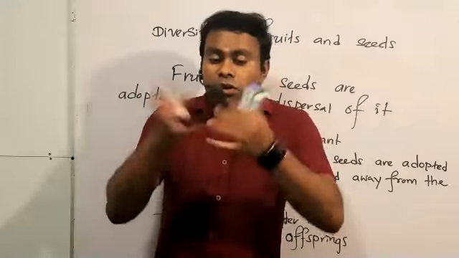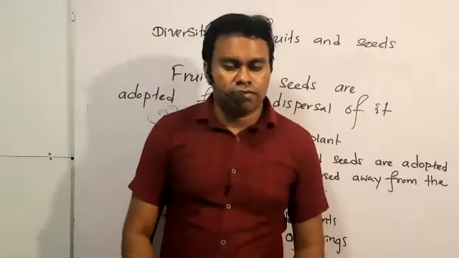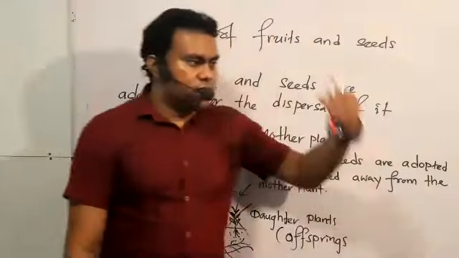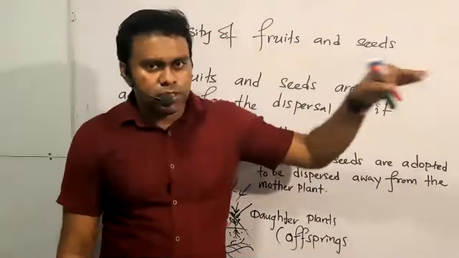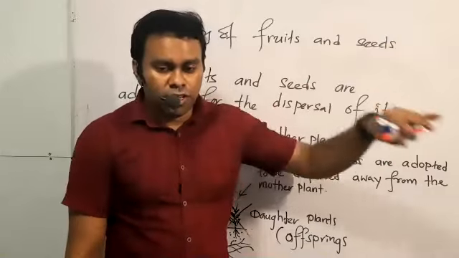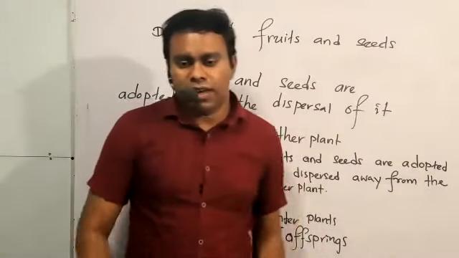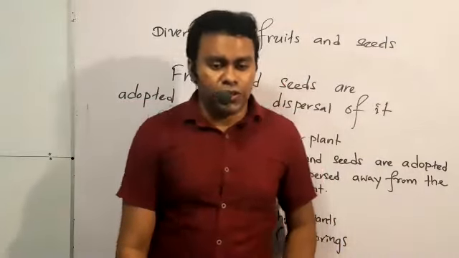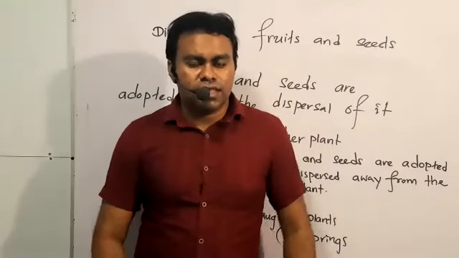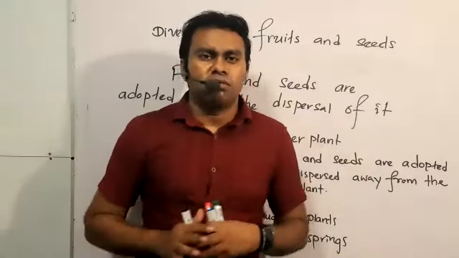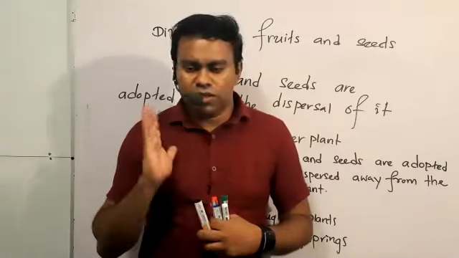By wind. Good. Water. Via explosion. Yes, by animals. Explosive mechanisms. So seeds are dispersed through wind, by water, by animals, and by explosive mechanisms. Good. Seeds are dispersed away from the mother plant, so I think you know that well.